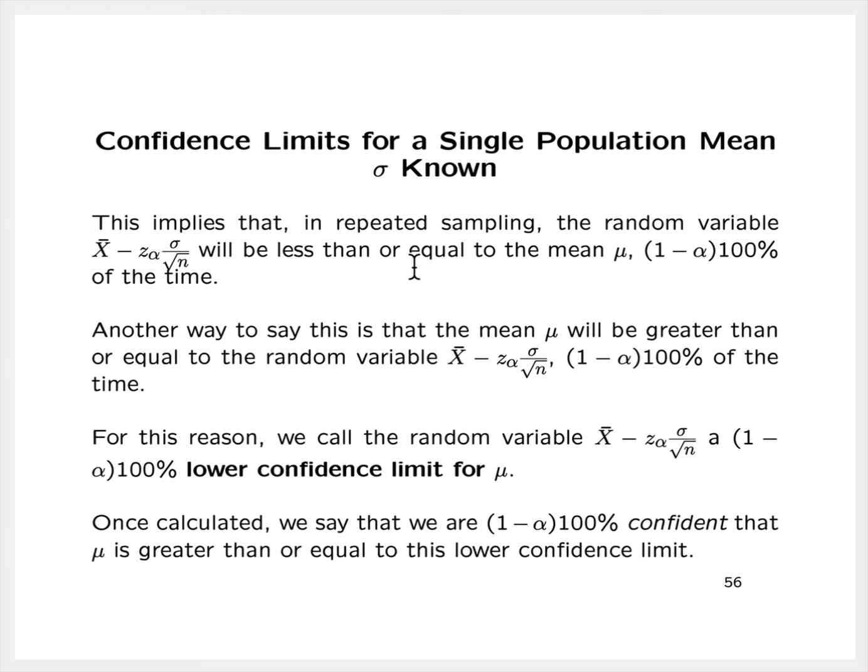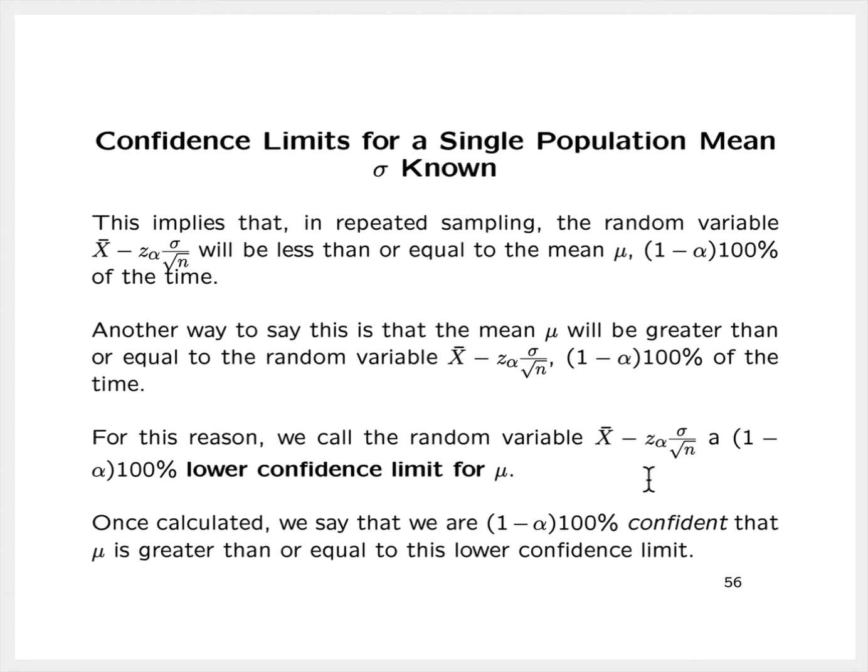1 minus alpha times 100% of the time. So for this reason, we call the random variable given by this expression, x bar minus z sub alpha times the standard error of x bar, a 1 minus alpha times 100% lower confidence limit for mu. Now, as I said, in an experimental situation, we will only select a sample like this once. We'll have one sample. From that one sample, we calculate this lower confidence limit.